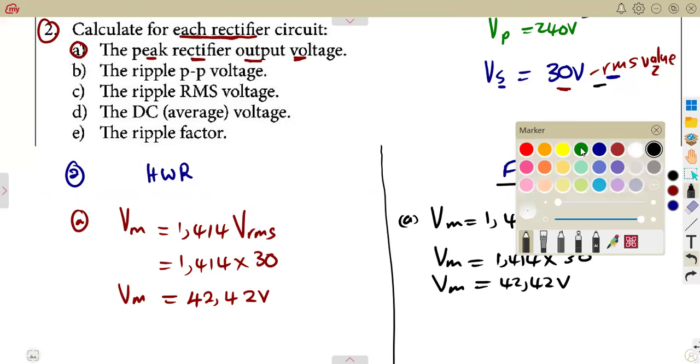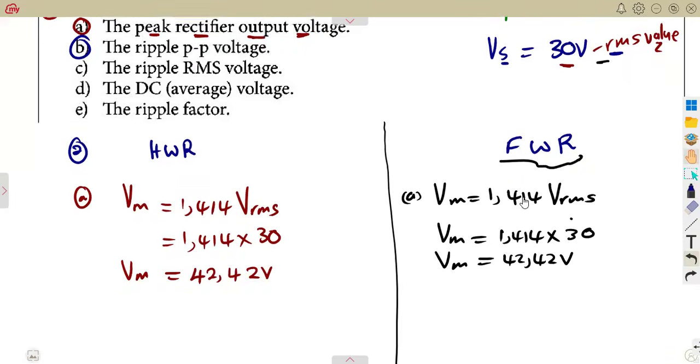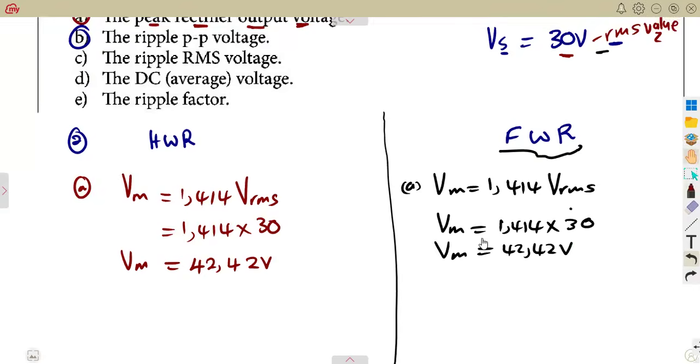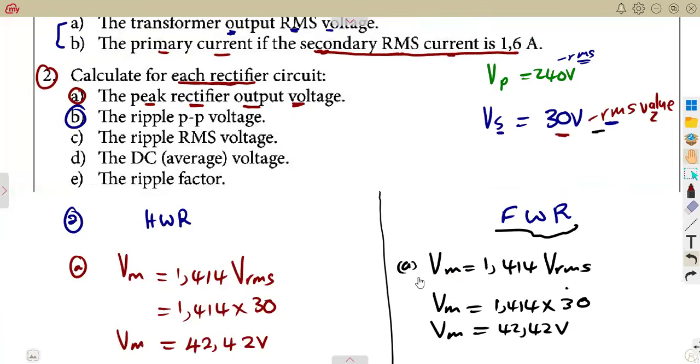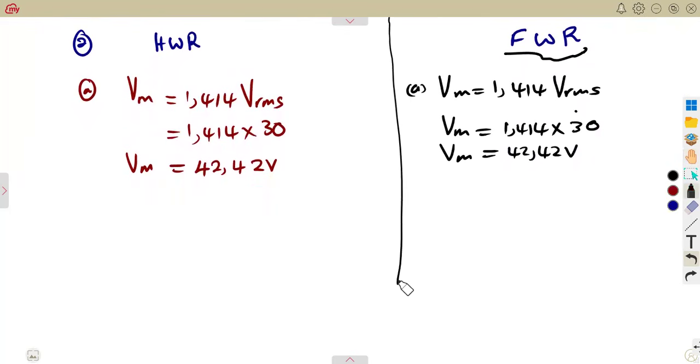On B, you need to calculate the ripple peak-to-peak voltage. So without any filtering, because remember we are told here that it supplies an unfiltered output, meaning to say we do not have any filtering. So in this case, the formula is going to be adjusted to the maximum value.